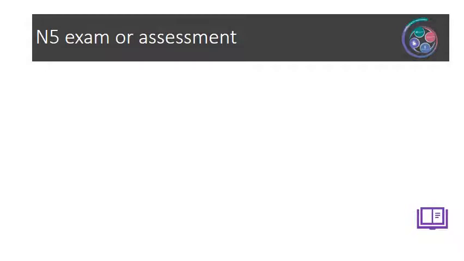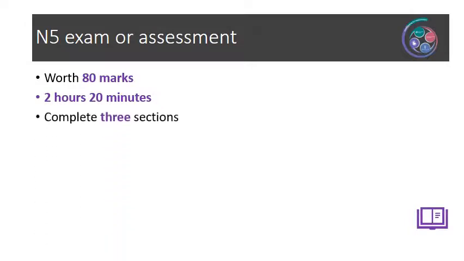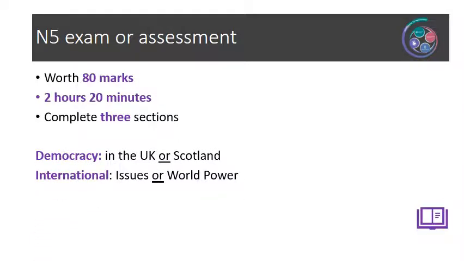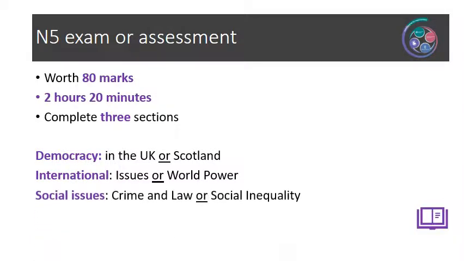Taking a look forward to a potential full National 5 exam or assessment, these will be worth 80 marks, will last for 2 hours and 20 minutes, and will require you to complete 3 sections. A National 5 exam or assessment is likely to be divided into democracy, social issues, and international units. And they will be further divided into different topics.